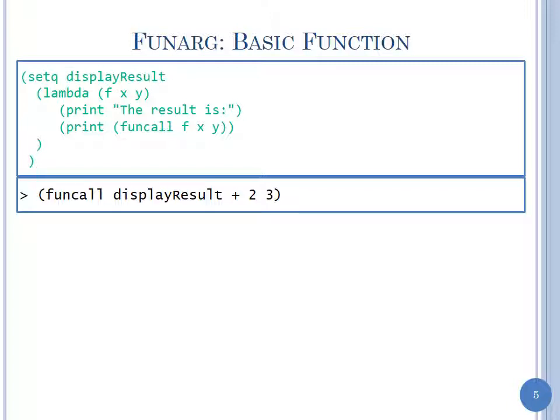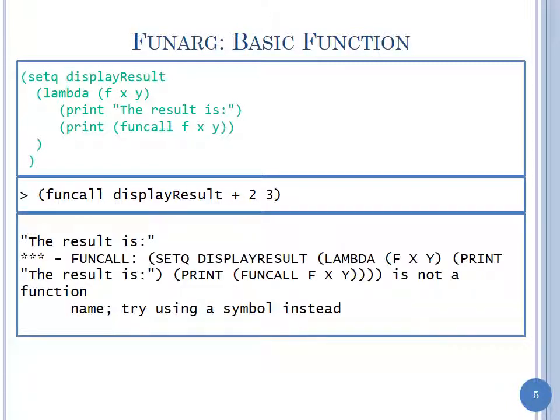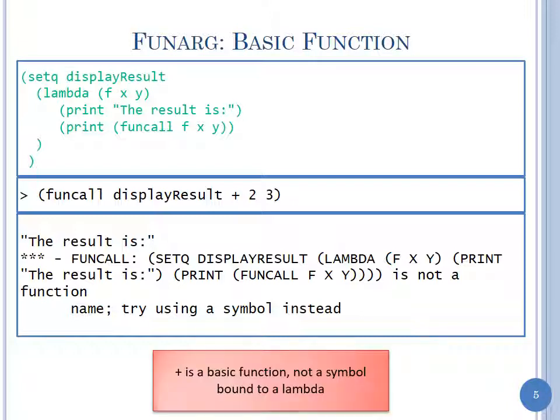So you get some garbage message, because Lisp gets totally confused. But we are there. So what should I do now? Plus is a basic function, not a symbol bound to a lambda. This is important. Questions?